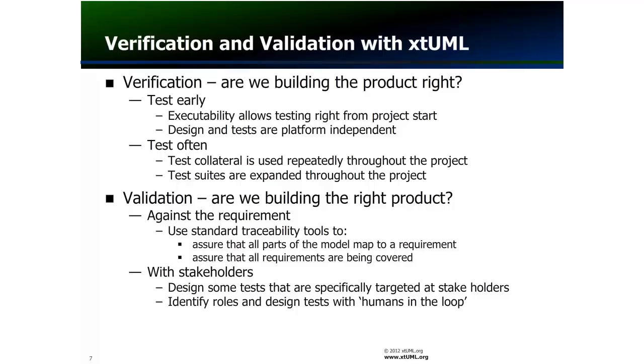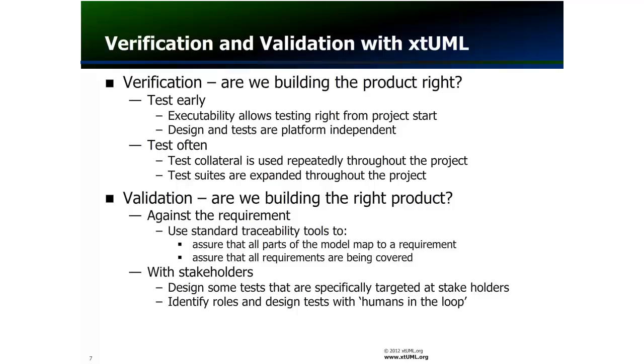Validation is characterized by the phrase, are we building the right product? For validating against the requirements, we employ standard requirements tracing tools. These tools operate in a bidirectional sense. We trace backwards to assure that all parts of the model are there for a good reason. And we trace forwards to provide an assurance that no requirement is forgotten.